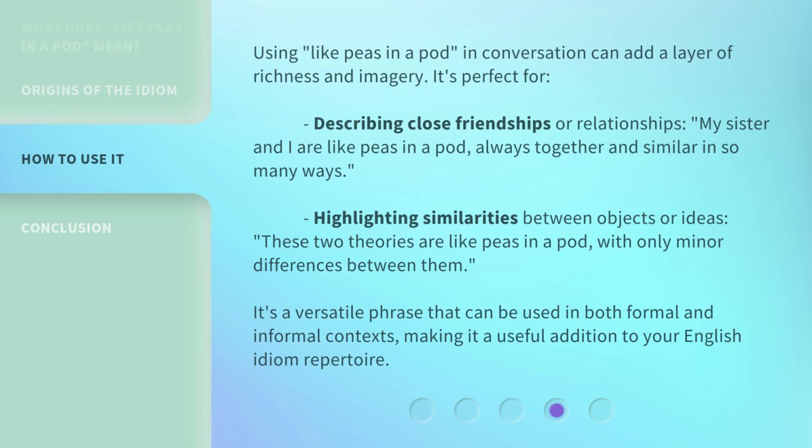Using "like peas in a pod" in conversation can add a layer of richness and imagery. It's perfect for describing close friendships or relationships. My sister and I are like peas in a pod, always together and similar in so many ways. Highlighting similarities between objects or ideas. These two theories are like peas in a pod, with only minor differences between them. It's a versatile phrase that can be used in both formal and informal contexts, making it a useful addition to your English idiom repertoire.